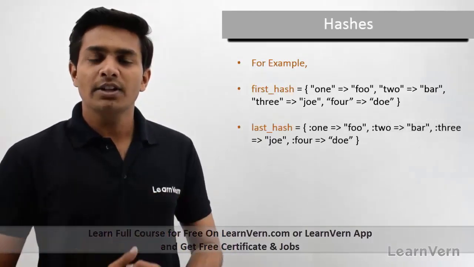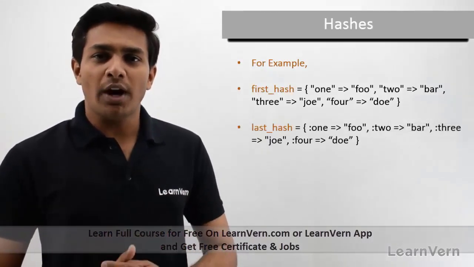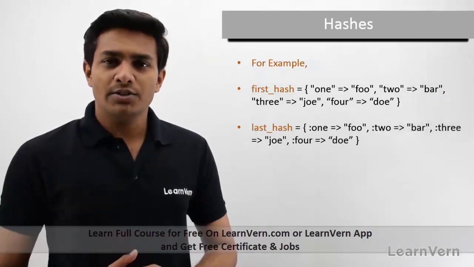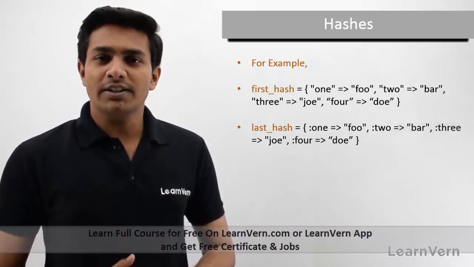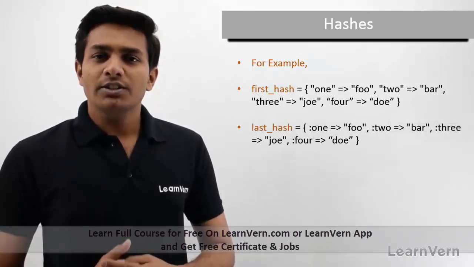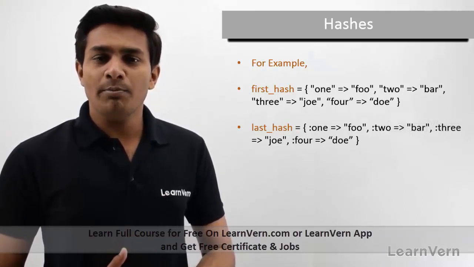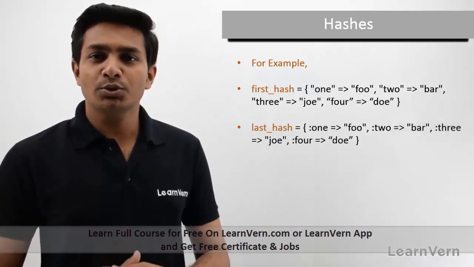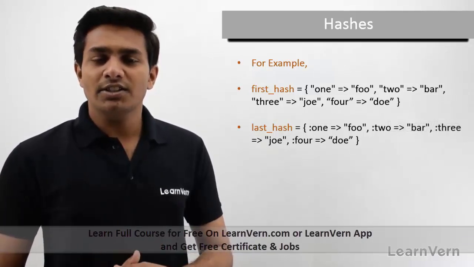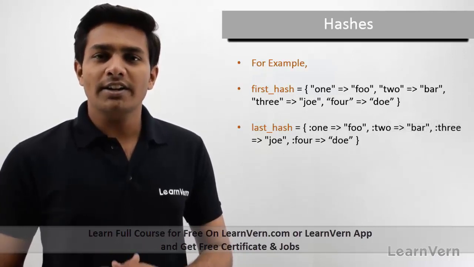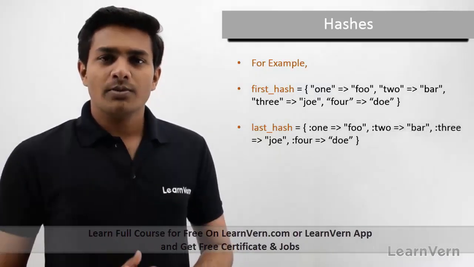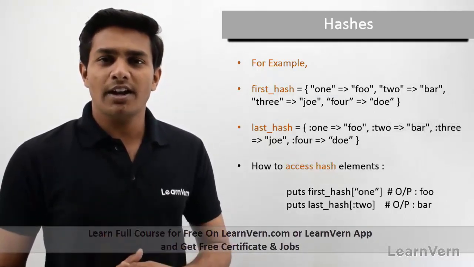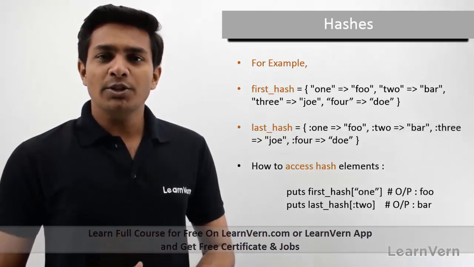So here in the example you can see that I have created two hashes, first hash and second hash. The first hash contains keys that are strings, but the second hash contains symbols as keys. So for hashes we can create hash with two types. We can add keys as a string and we can add keys as symbols also. How to access elements of hash? For accessing elements in hash, we need to access by using keys.